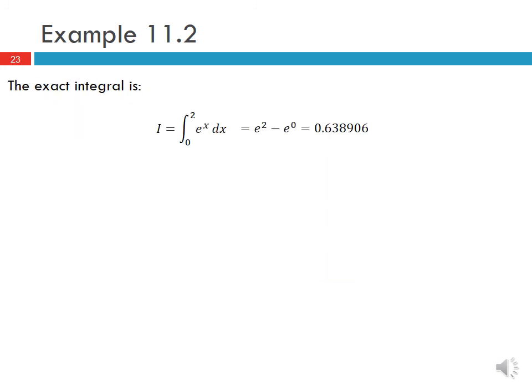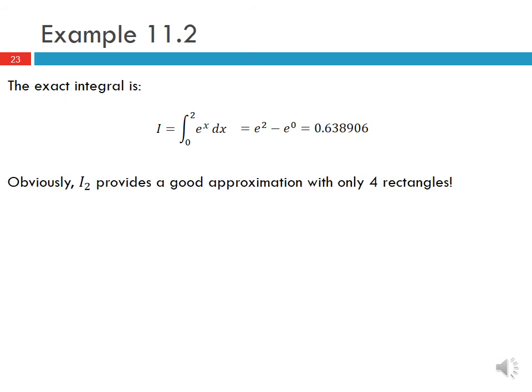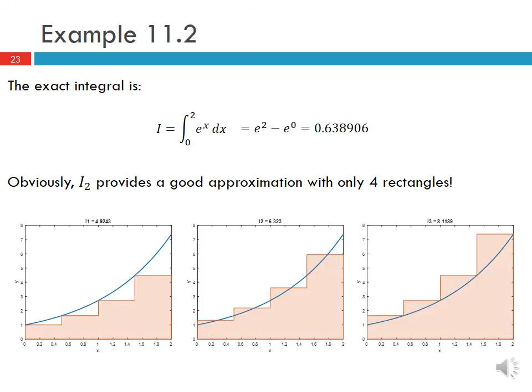And the exact integral is just e to the x evaluated between our limits, so 6.389056. So I2 provides a pretty good approximation with only 4 rectangles. And this shows graphically what the 3 different implementations look like, with the values of the integrals listed here.